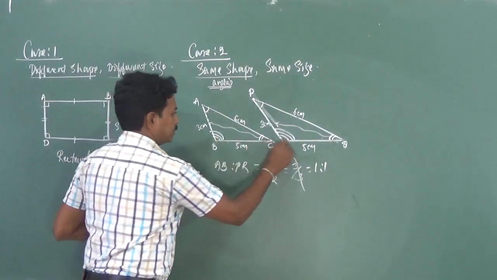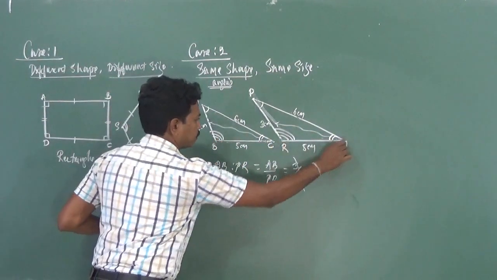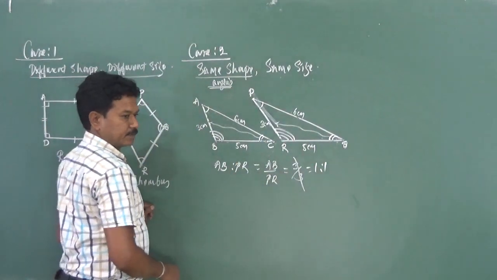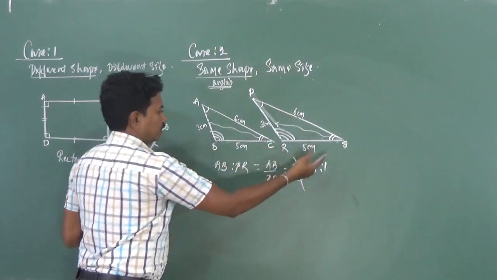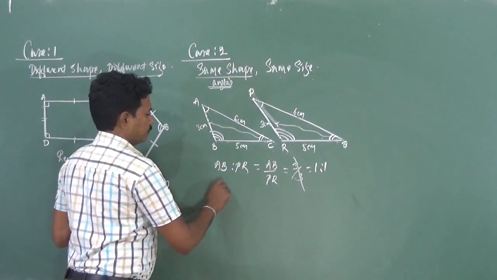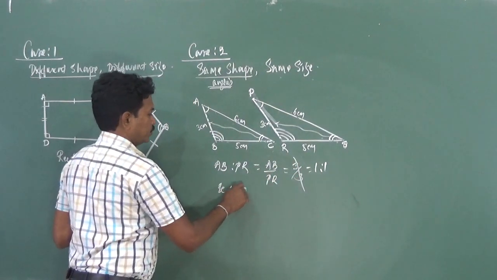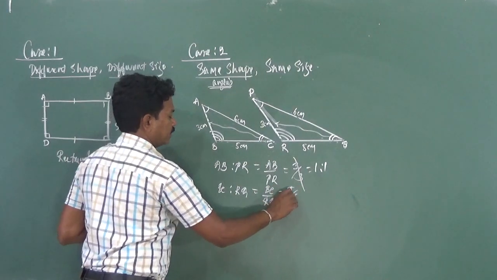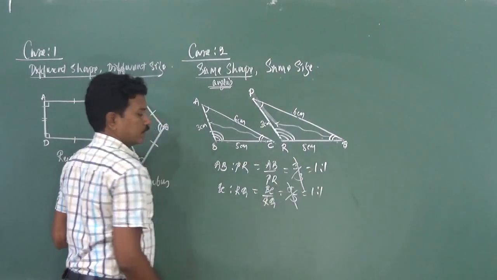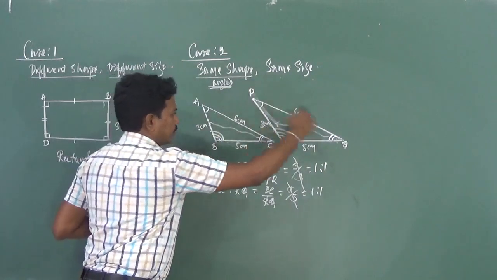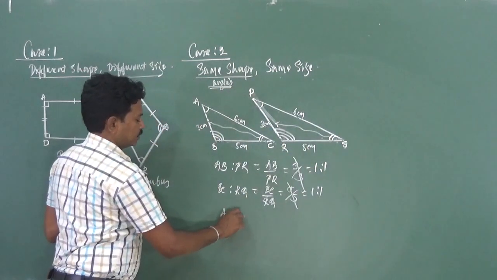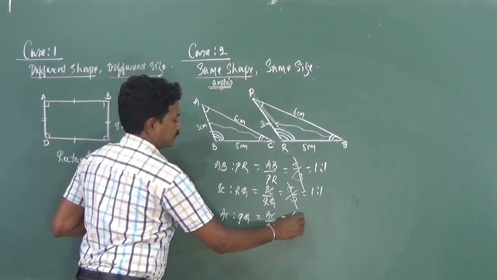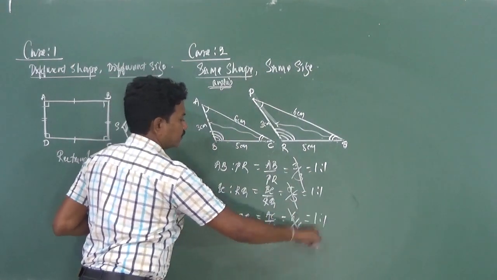Similarly, BC to RQ. BC is the corresponding side for RQ, and RQ is the corresponding side for BC. BC to RQ is BC/RQ equal to 5/5. It cancels, 1:1. Take the ratio between AC and PQ: AC/PQ is 6/6. It cancels, that is again 1:1.